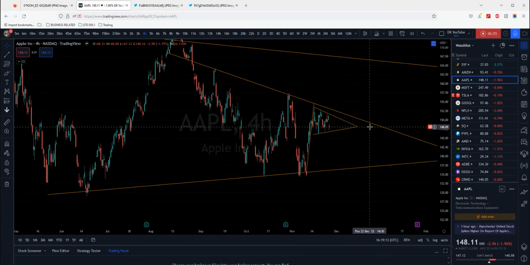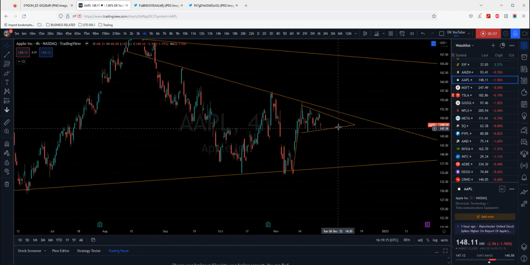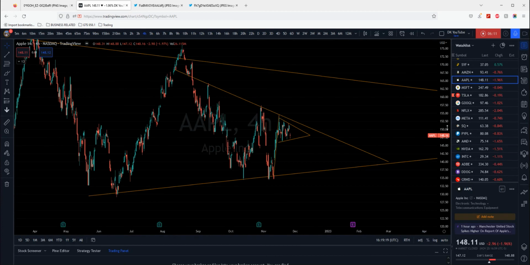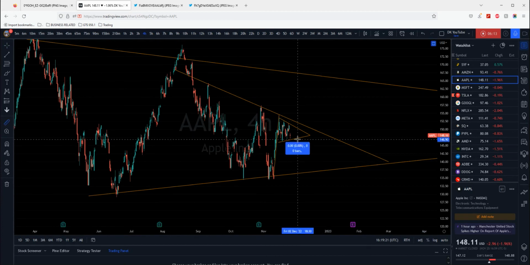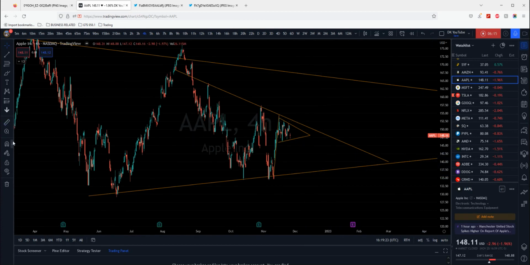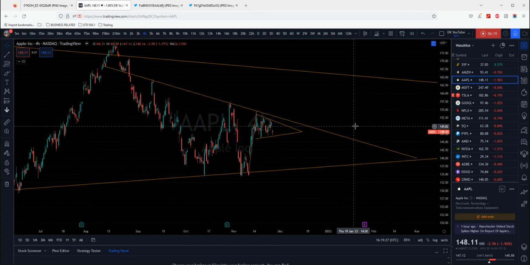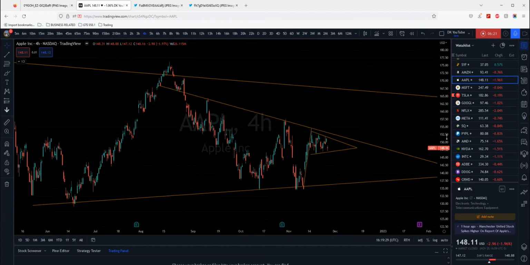Don't try to be too smart and say, okay, I'm going to buy over here because I'm convinced the market's going to go to the upside. What if it does not? If it doesn't, you lose 7%. If it does go up, you gain 12. But I like to play safe.